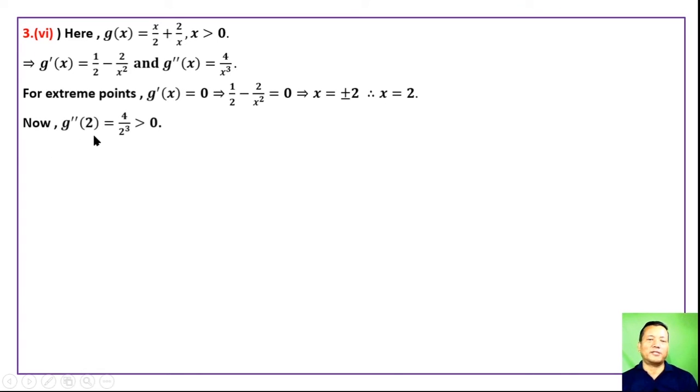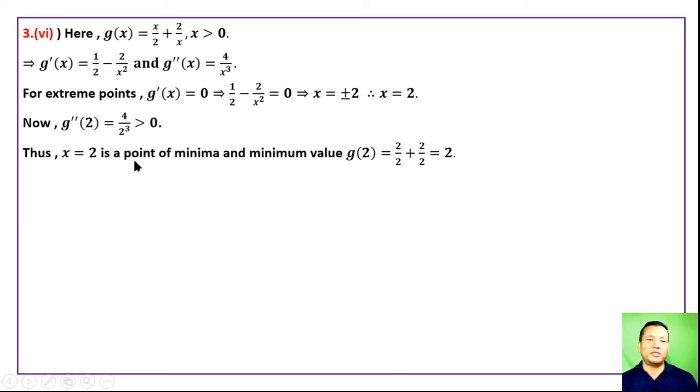Now g''(2), whose value is positive. Thus x equal to 2 is a point of minima, and the minimum value g(2) is equal to 2 by 2 plus 2 by 2, that is 2.